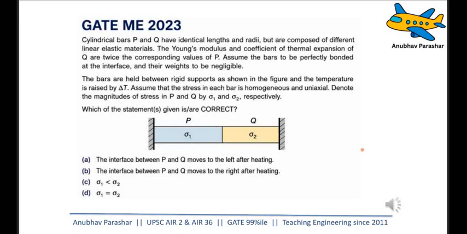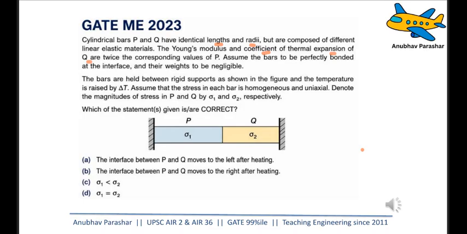Dear students, let us try to solve this question from GATE Mechanical 2023, which was asked on thermal stress. Let us read the question first. Cylindrical bars P and Q have identical lengths and radii, but are composed of different linear elastic materials. The Young's modulus and coefficient of thermal expansion of Q are twice the corresponding values of P.